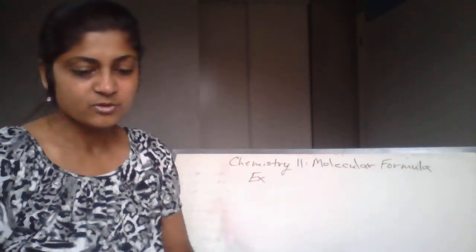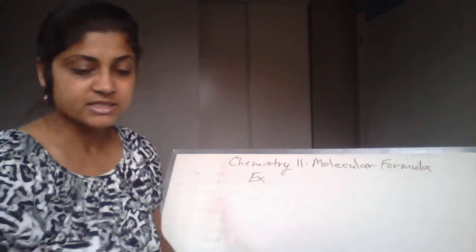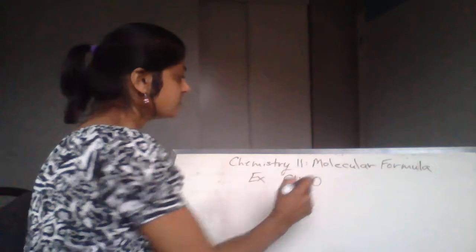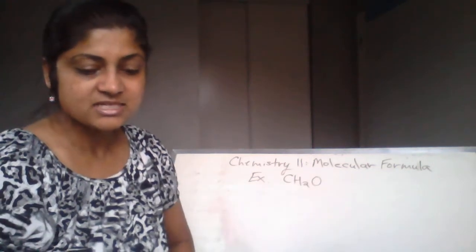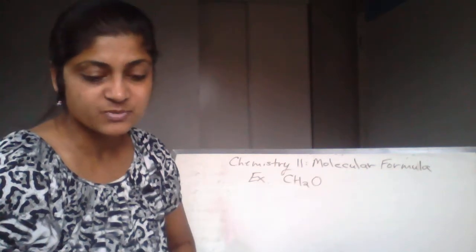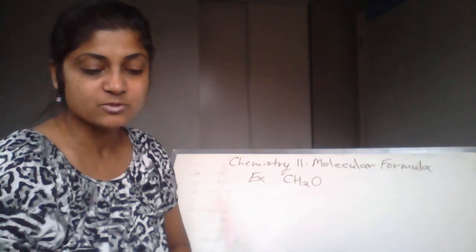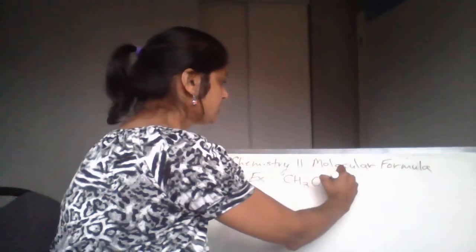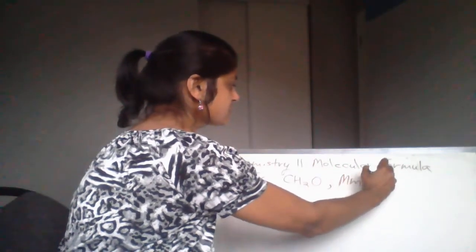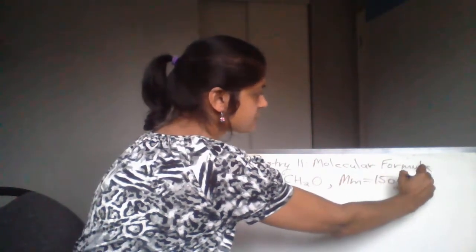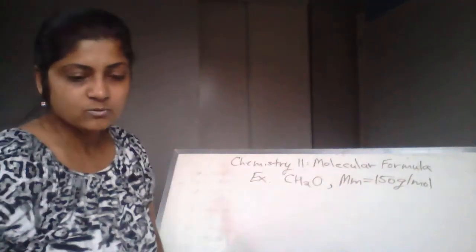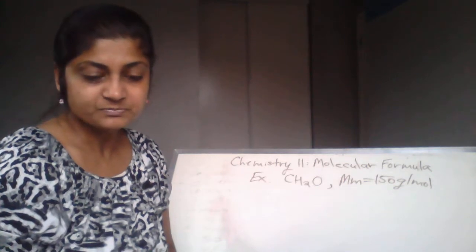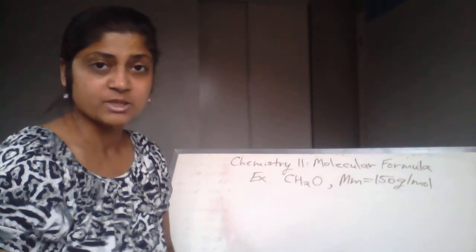So the empirical formula of ribose, which is a sugar, is CH2O. And in a separate experiment using a mass spectrometer, the molar mass of ribose is determined to be 150 grams per mole. So I'm going to put 150 grams per mole. This is the actual molar mass of the compound, and it's asking what is the molecular formula of ribose.